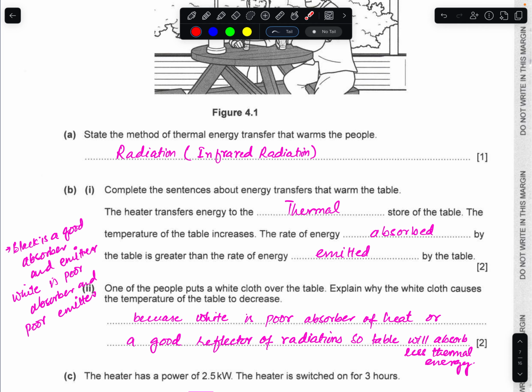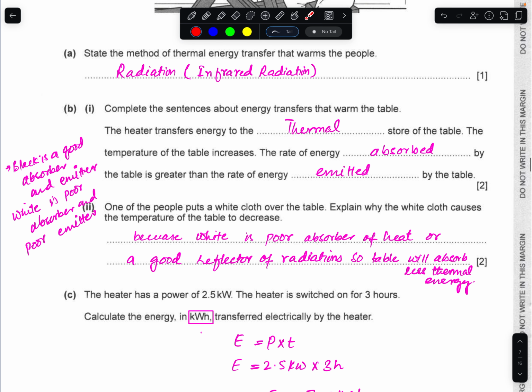Okay, complete the sentence. The heater transfers energy to the thermal store of the table, and the temperature of the table increases. So, if the temperature is increasing, it means that the energy absorbed by the table is more than the energy emitted by the table. So there is no thermal equilibrium. Thermal equilibrium is when the energy absorbed equals the energy emitted, then the temperature remains constant. But here, the table temperature increases, that's why the energy absorbed is more than the energy emitted by the table. Now, also keep this in mind.